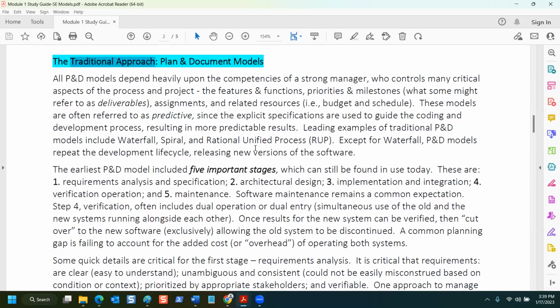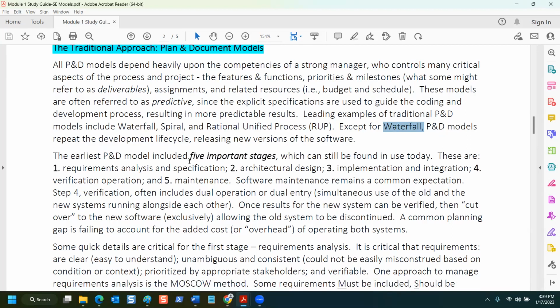In particular, there is a development life cycle, the SDLC. So waterfall, spiral, rational unified process, these are big examples within waterfall. In module 2, you're going to find out that there are some really cool flavors of waterfall. The important thing to understand is that you need a strong manager. We've already talked about that. The other thing you got to understand is that there are 5 important stages that tend to repeat over and over and over again with each of those traditional approaches.